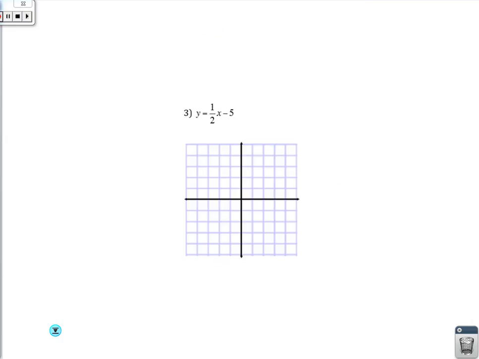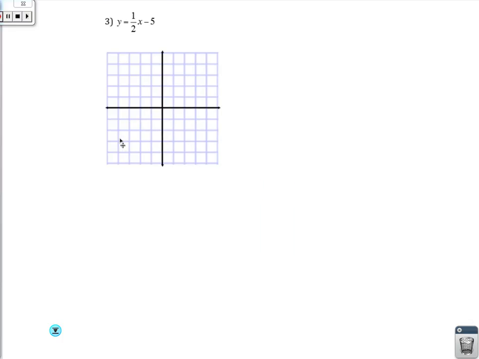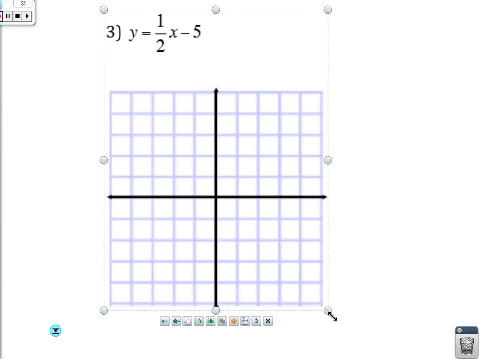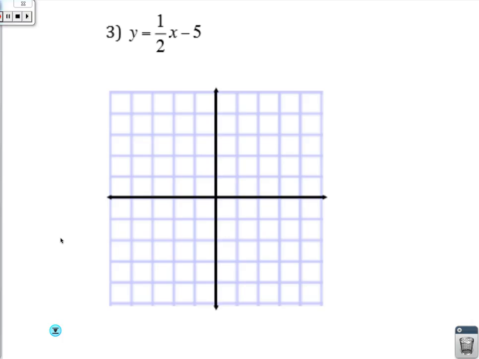Another. y equals 1/2 x minus 5. Carly, have me graph it. Where's my first point? 1, 2, 3, 4, negative 5. From there, Carly, where do I go? Up 1, right 2, up 1, right 2, up 1, right 2. There's y equals 1/2 x minus 5.